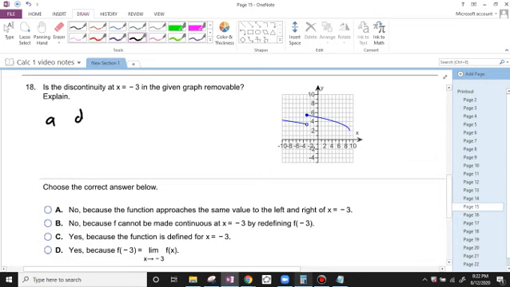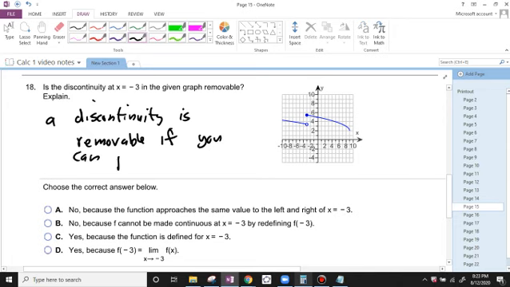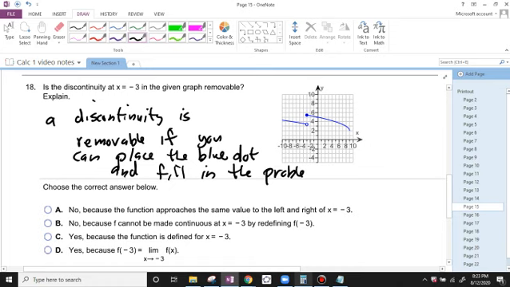A discontinuity is removable if you can place the blue dot and fill in the problem. Or another way of saying it is that the graph has a simple hole that can be filled.